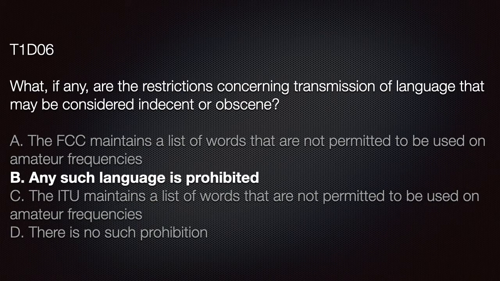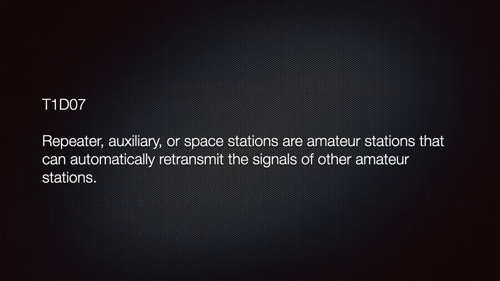Did you answer B, any such language is prohibited? If so, you are cooking with gas. If you missed it, try again. You also need to know that repeater, auxiliary, or space stations are amateur stations that can automatically retransmit signals of other amateur stations.